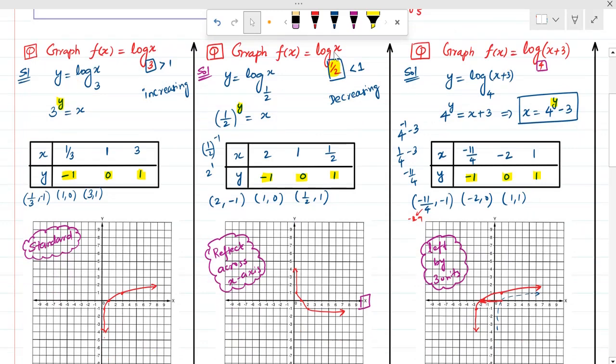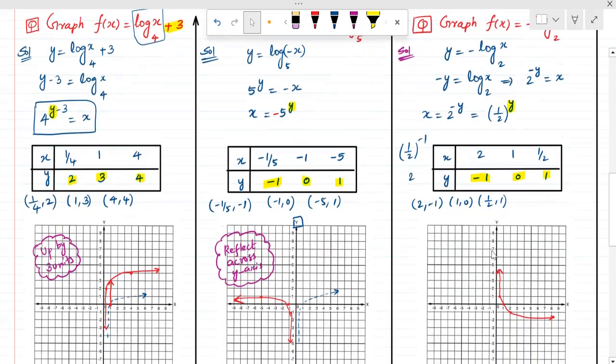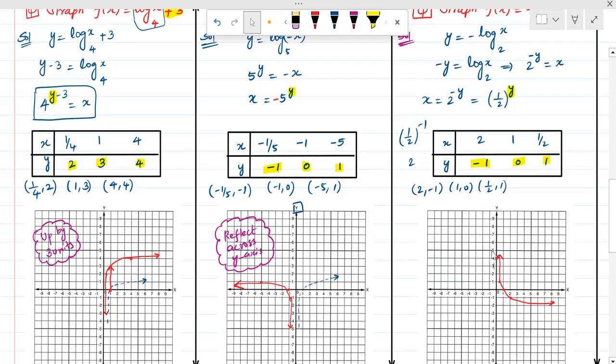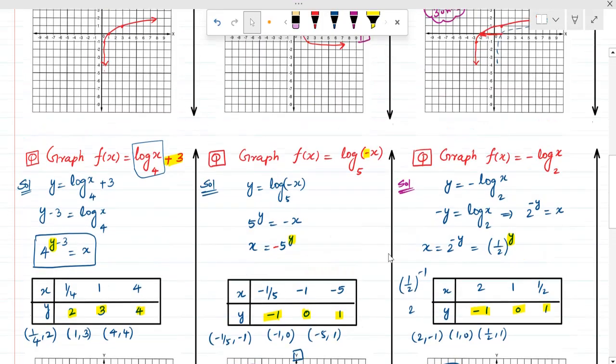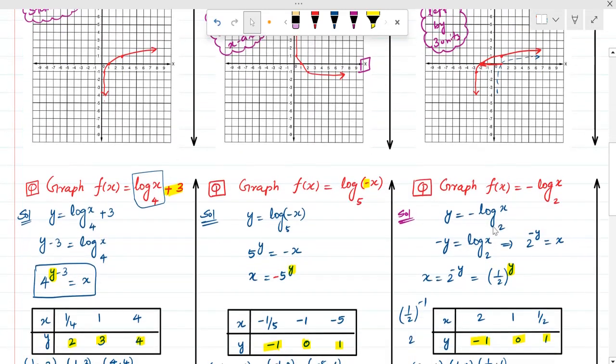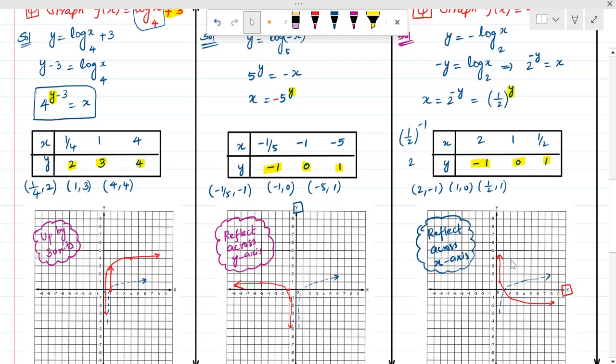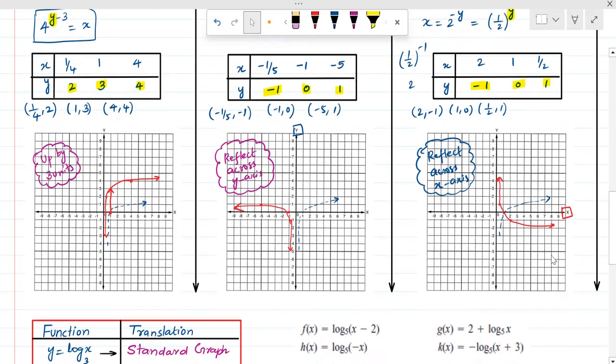When you have a minus outside, or the base is a fraction less than 1, you will get a decreasing function, a reflection across the x-axis. As we know, the standard graph will be like this. So it is reflected across the x-axis. So whenever you have a base less than 1 and a minus outside, you will get the decreasing function, that is, a reflection across the x-axis.